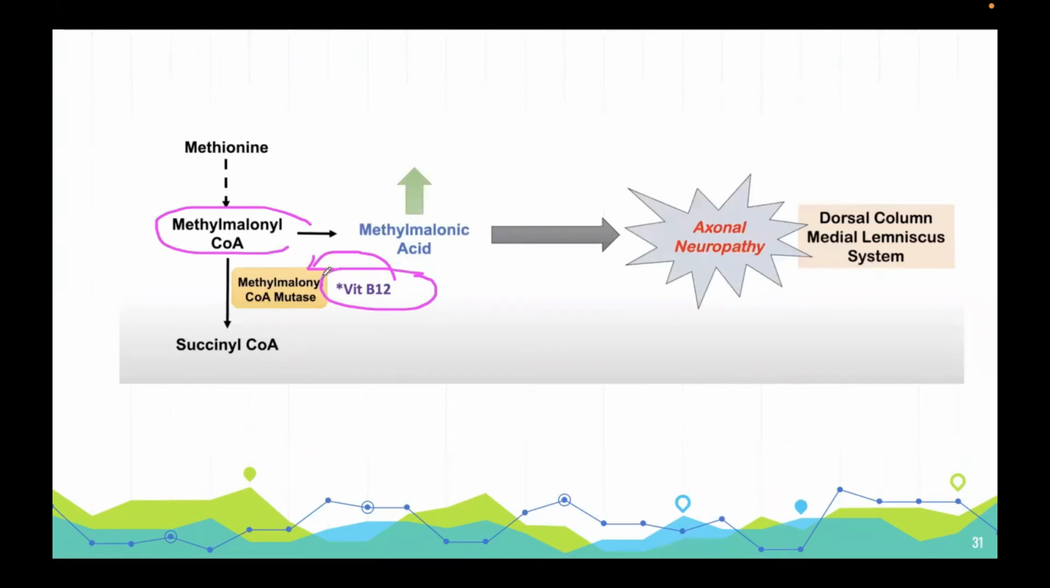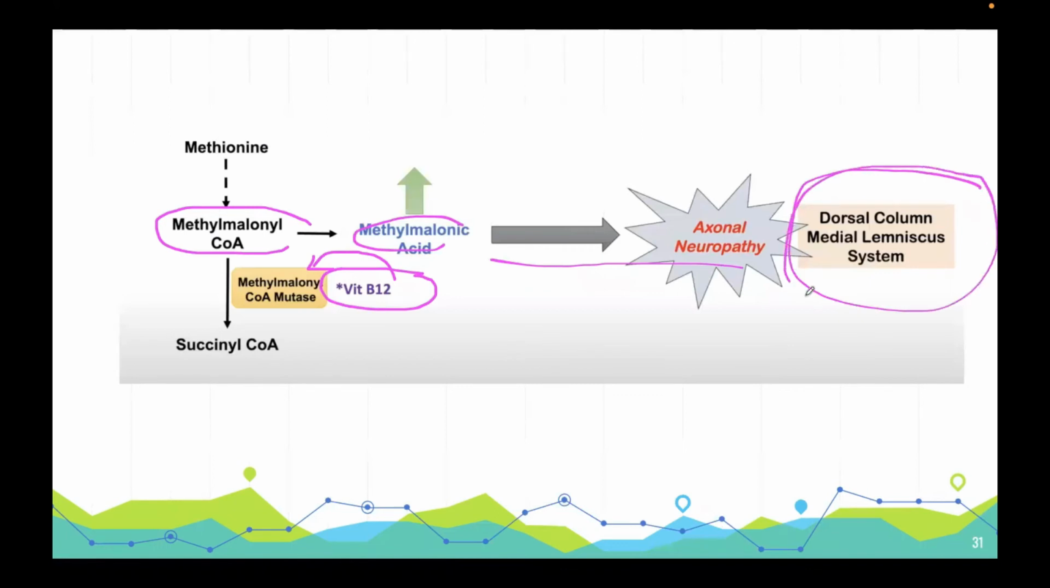Okay? So, without your vitamin B12, hindi mangyayari yung activation ng enzyme natin so that it can convert to succinyl-CoA. Okay? So, kung hindi po nag-act upon si vitamin B12, it will back up your methylmalonyl-CoA. Instead na maging succinyl-CoA siya, magiging methylmalonic acid siya. So, what will happen pag nag-increase yung concentration ng methylmalonic acid natin, it can lead to axonal neuropathy. Okay? Itong axonal neuropathy, it is a neurological disorder. Okay? It is irreversible. It can affect your dorsal column medial lemniscus system.